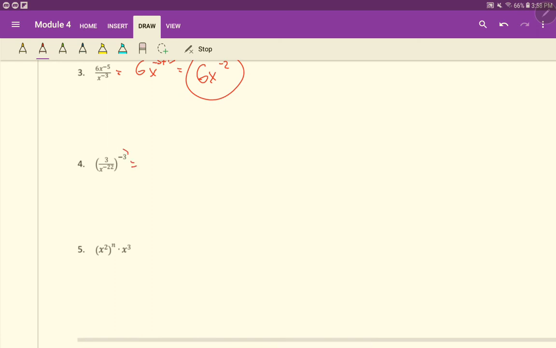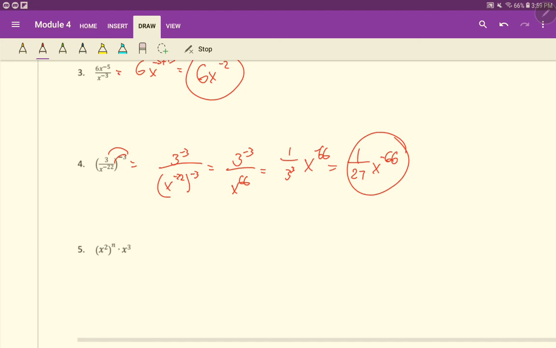All right, number 4, that 3 will distribute to both the numerator and denominator, so we get 3 to the -3 over x to the -22 to the -3. So the numerator stays at 3 to the -3, and then power to a power, we multiply. So we'll get x to the 66th, which we'll rewrite as, well, 3 to the -3 is going to be 1 over 3 to the 3rd, and this will become x to the -66 like that. And I'll go ahead and rewrite the 3 to the 3rd as 1 over 27 times x to the -66, again, from the form that they want.